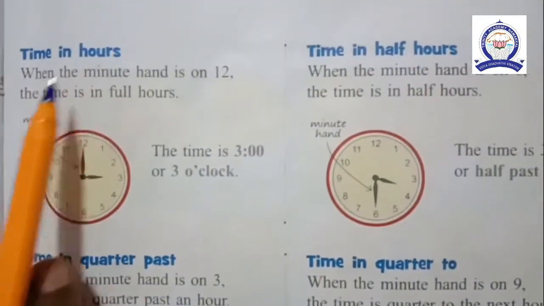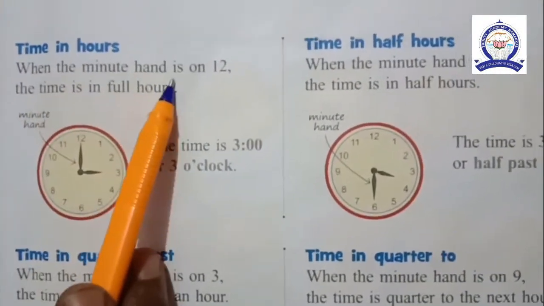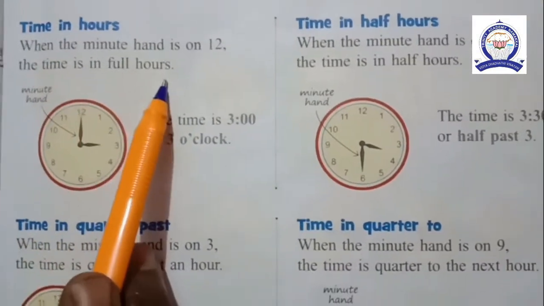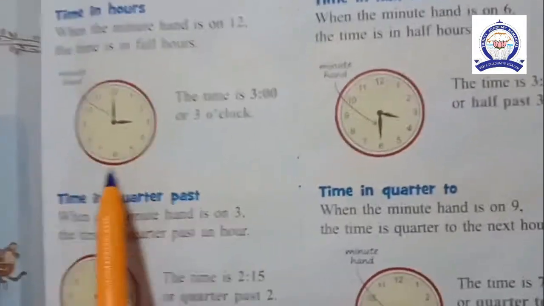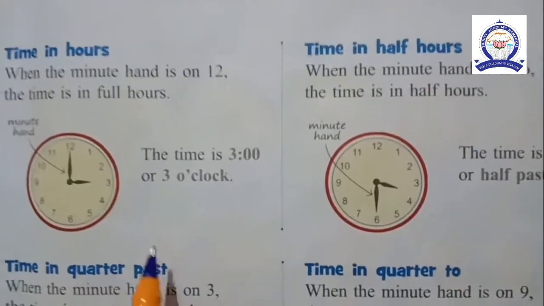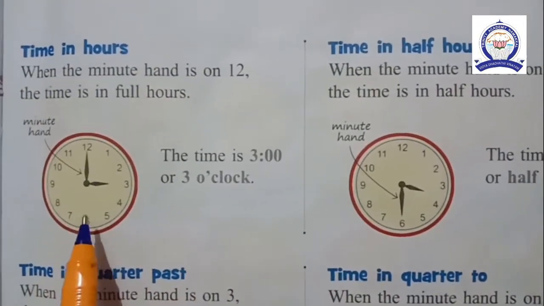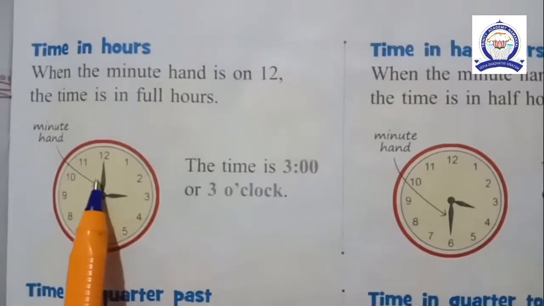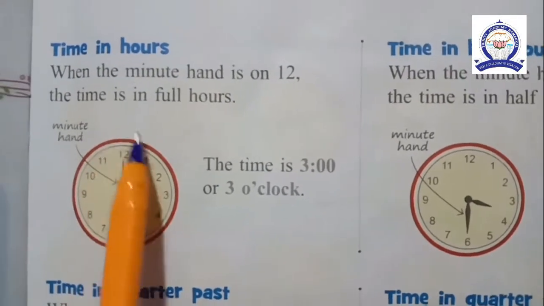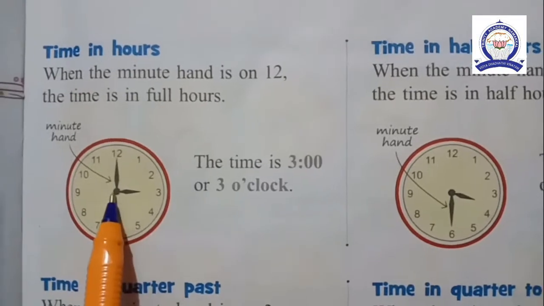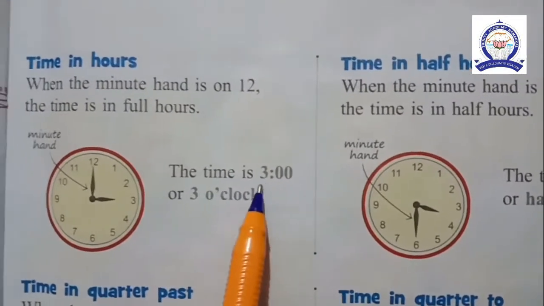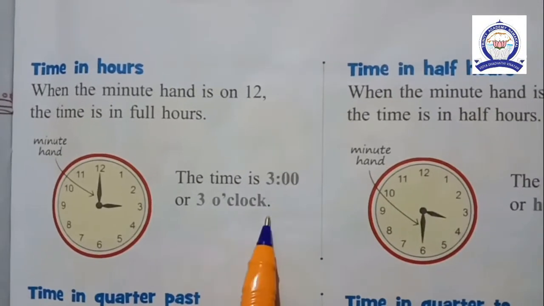Time in hours. When the minute hand is on 12, the time is in full hours. See this clock children. What is the time now you say? Yes, 3 o'clock. The small hand is in the number 3. The big hand is in the number 12. What is the time? Yes, 3 o'clock. The time is 3 o'clock.